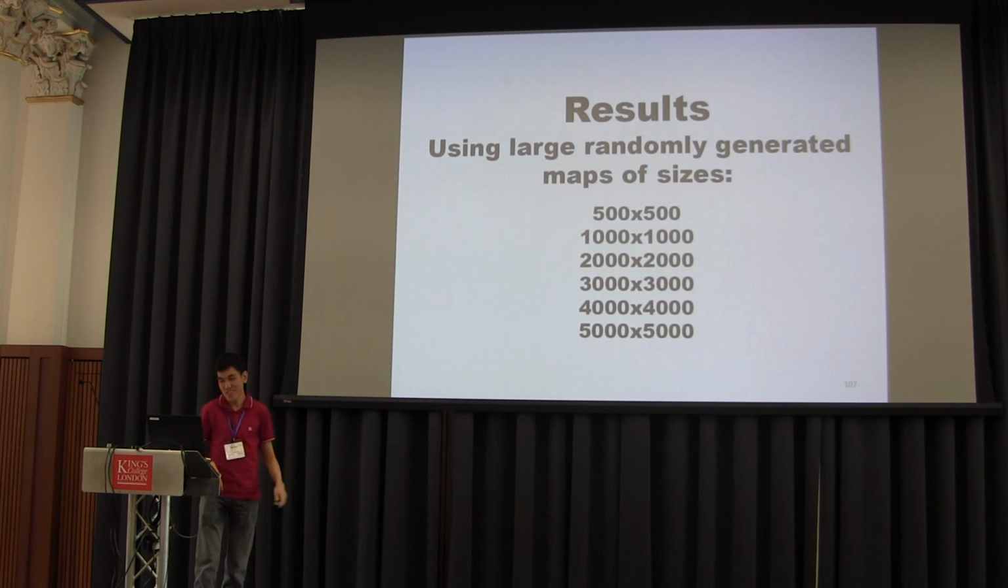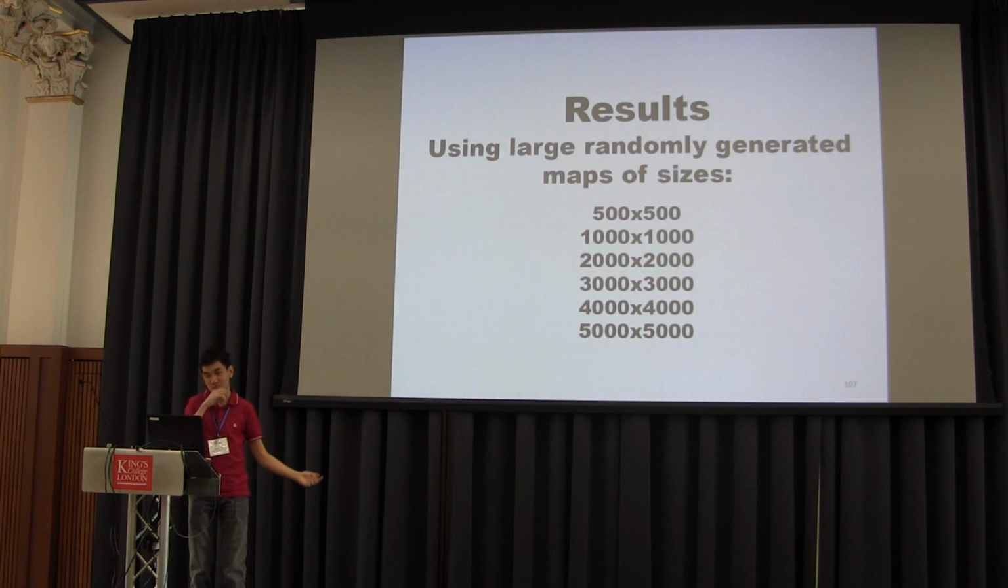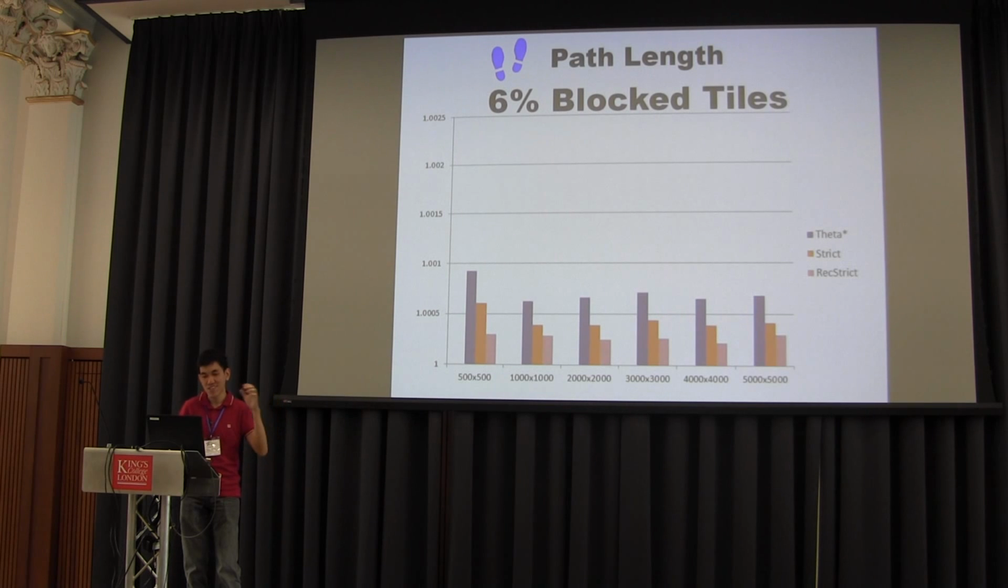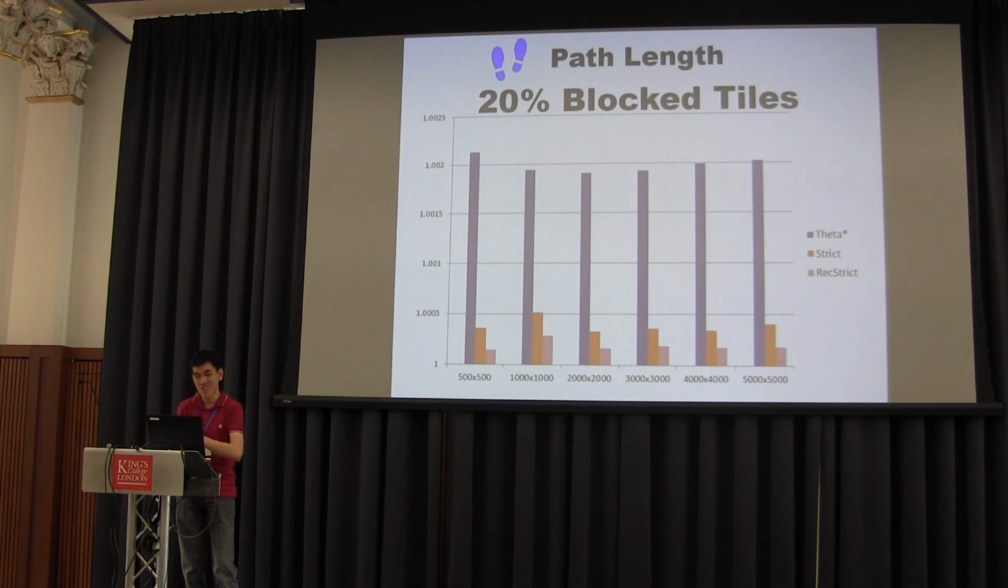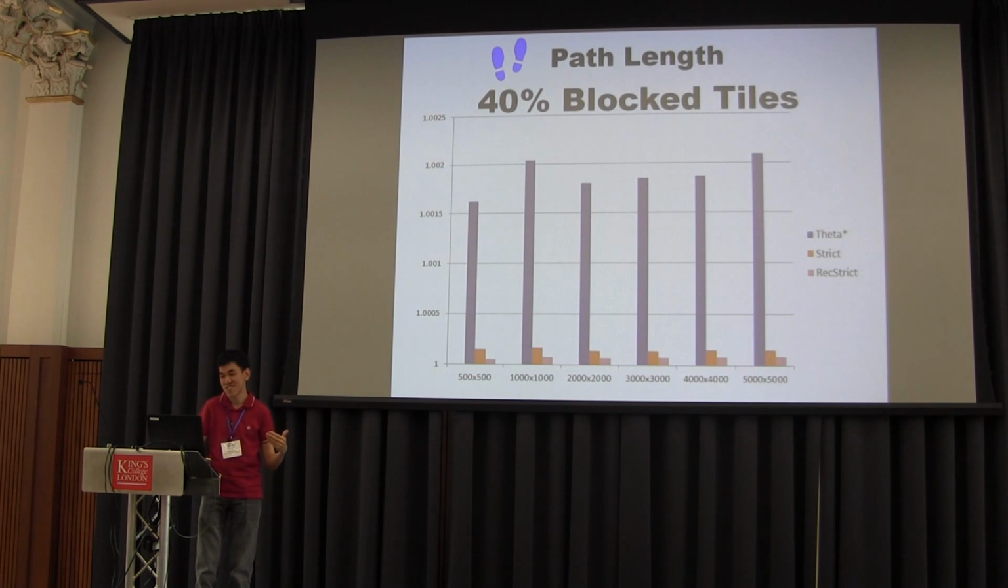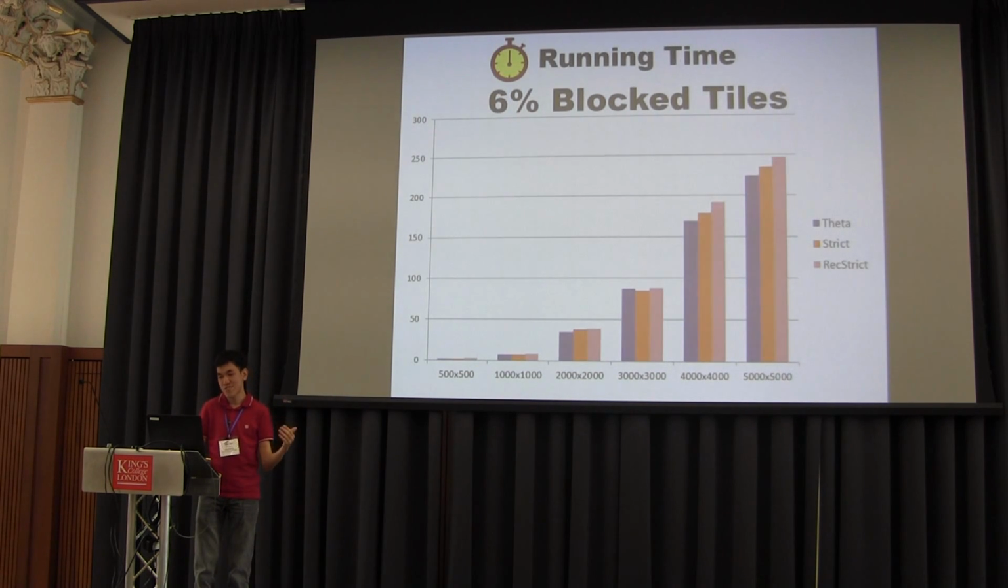I did some additional tests between the time I submitted the paper and now. This is on larger maps, up to 5,000 by 5,000. So this is on sparse maps, 6% of tiles. Most paths are pretty close to optimal anyway. And these are the 500 by 500 to 5,000 by 5,000. On denser maps, you can see a more significant improvement over here. And running times are still about the same.